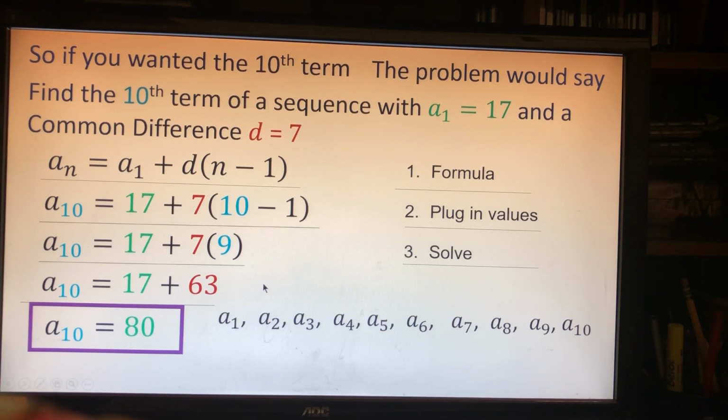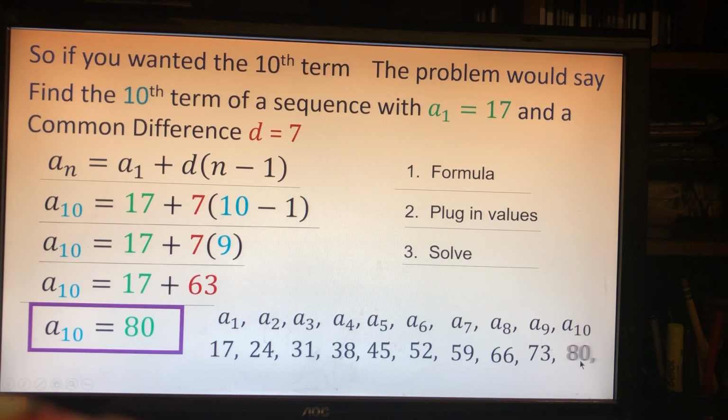If you wanted to check that, you could actually write it out. Although on a test, I will probably give you one that would be too much trouble to write out, just because I really care that you know the formula. But we start off with 17, that's our first term, and we add 7 each time. So 24, 31, 38, 45. Keep adding 7 every single time. And by the time we got to the 10th term, it would indeed be 80 because it works.